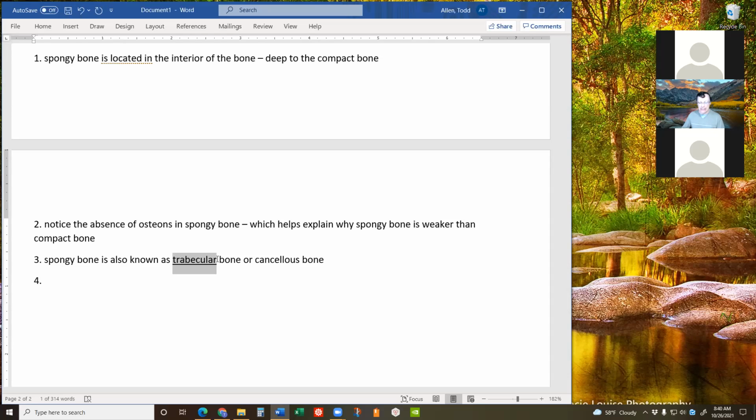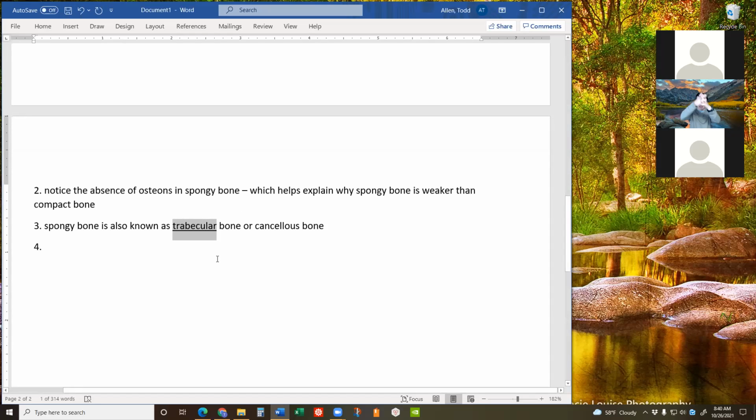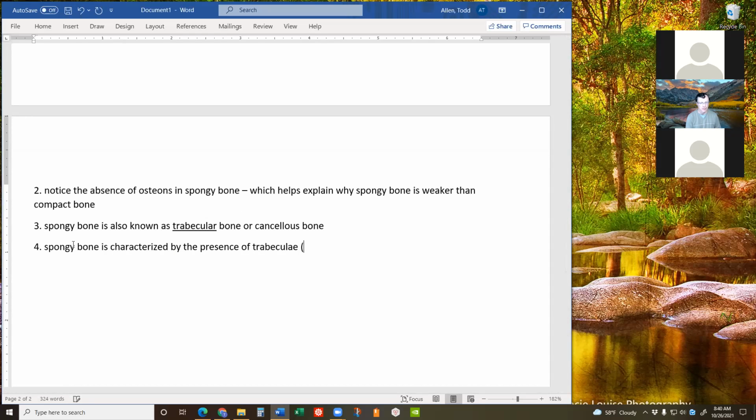The term trabeculae literally means little beam. And that's a physical observational characteristic of spongy bone. Spongy bone is made of these little beams, these little girders, if you will. Not girdle, that's odd, right? Girders called trabeculae that form a branch-like network of bone tissue. Spongy bone is characterized by the presence of trabeculae, which means little beams.